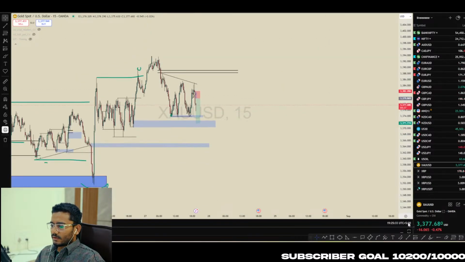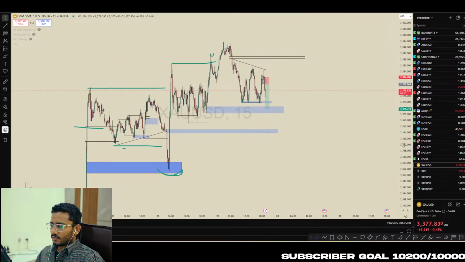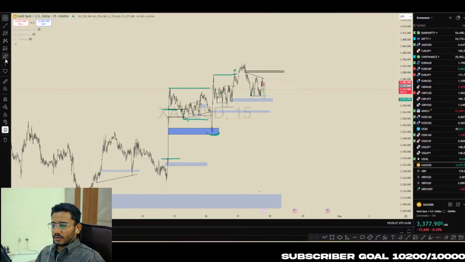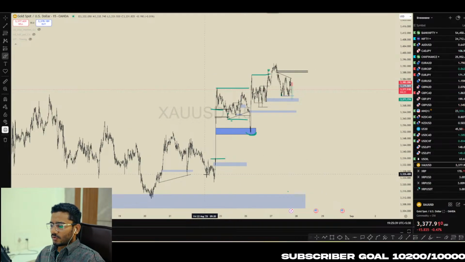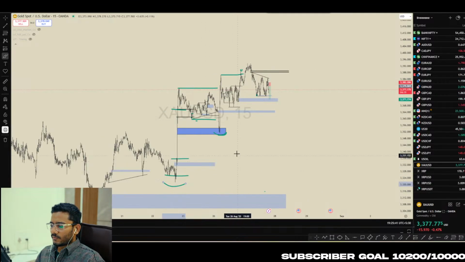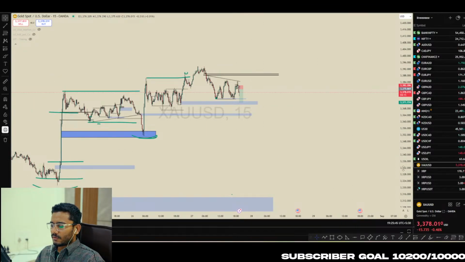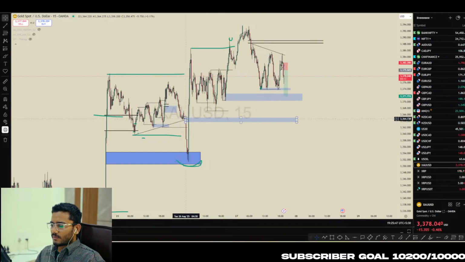So basically, right now, price has created the strong low on gold. We have the strong low. So it's basically continuing to the upside. But right now, if you look at this, there is this breaker block. We have the strong low, which took out the previous liquidity.